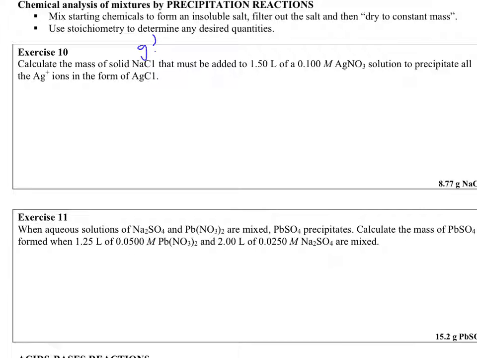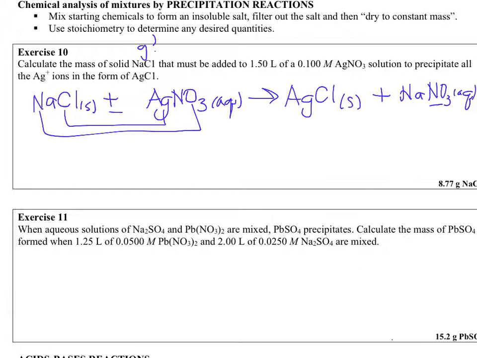Very first step, before I can solve for anything, I need to write a balanced chemical reaction, and I'm going to encourage you to draw what would be happening in this container when these things were added together. In our reading, it tells us that we have solid sodium chloride.